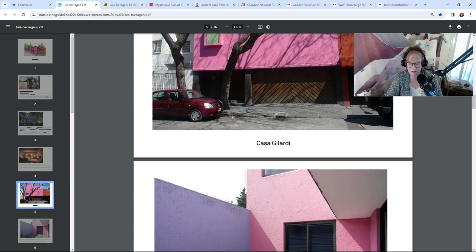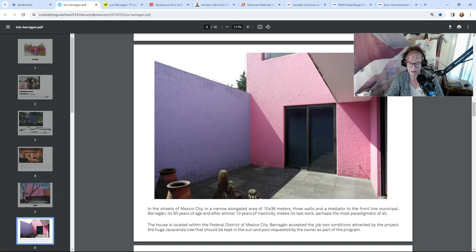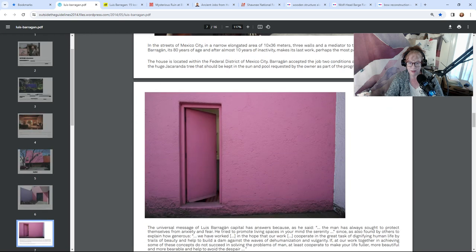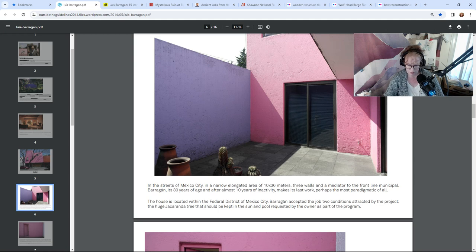Casa Gilardi. Very purple and pink. This is in Mexico City. This is a commission that he took. Barragán accepted the job, attracted by two conditions of the project: the huge jacaranda tree that should be kept in the sun, and the pool requested by the owner as part of the program. So this is a terrible translation, but the owner said, I want you to make me a house in your style. You do such a great job, but the huge jacaranda tree needs to be left alone and I need to have room for my pool.